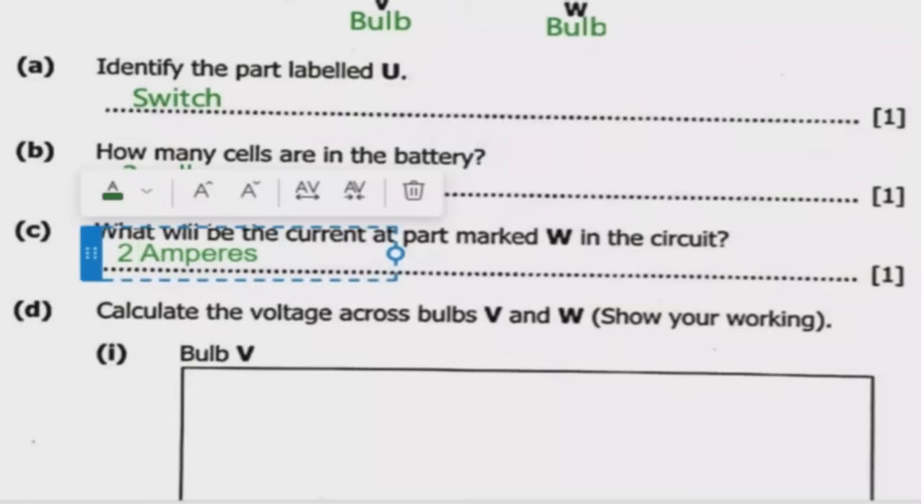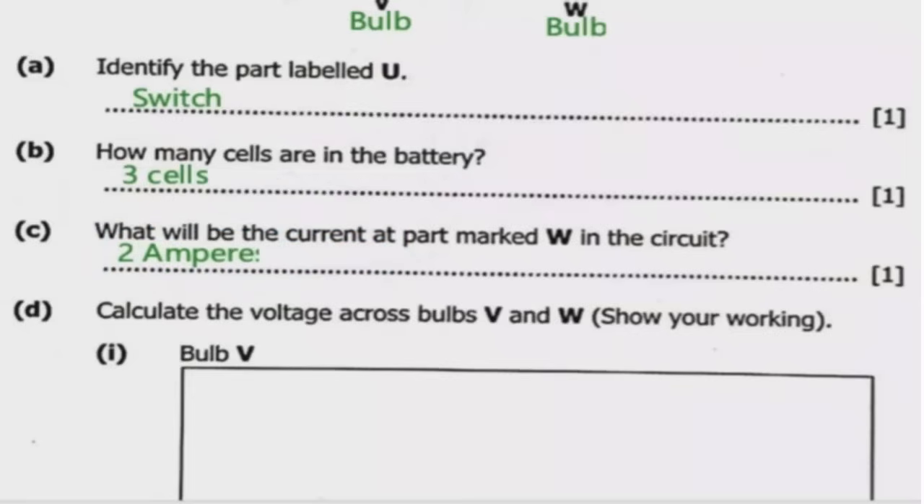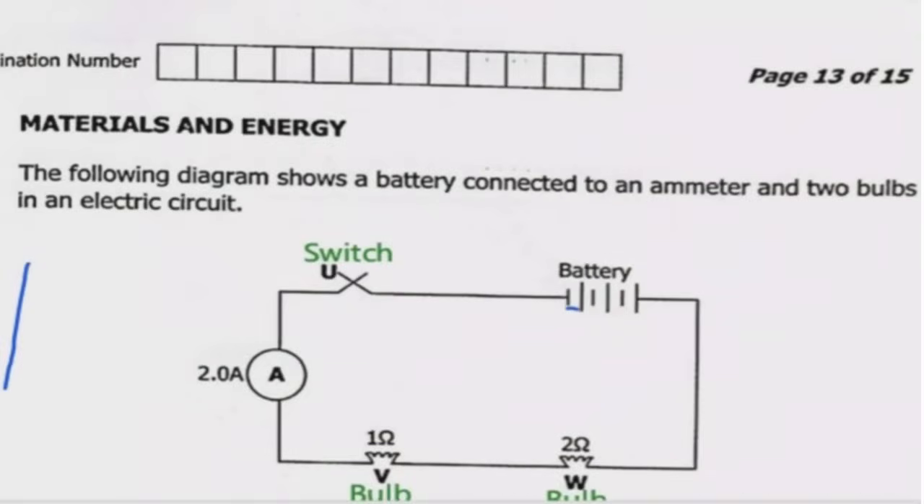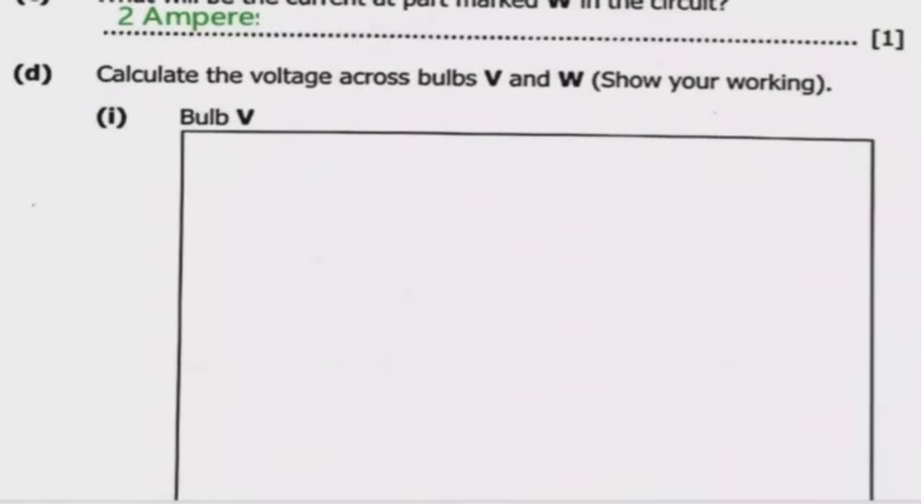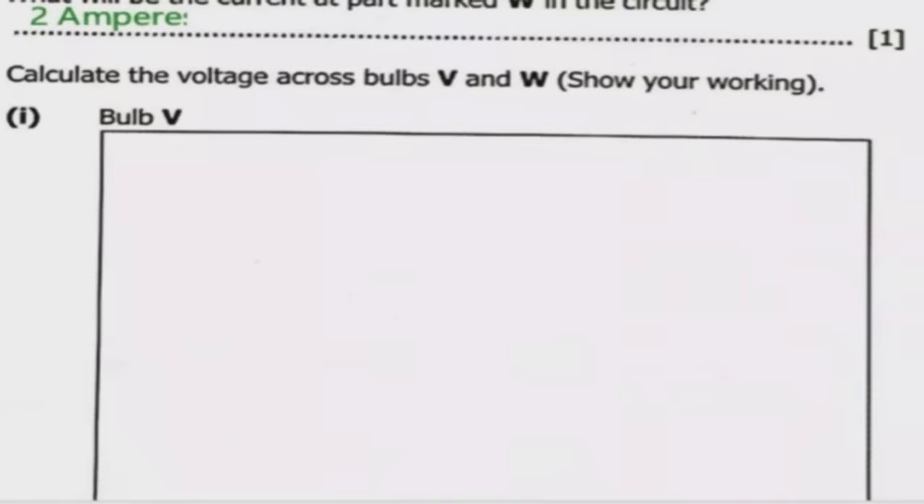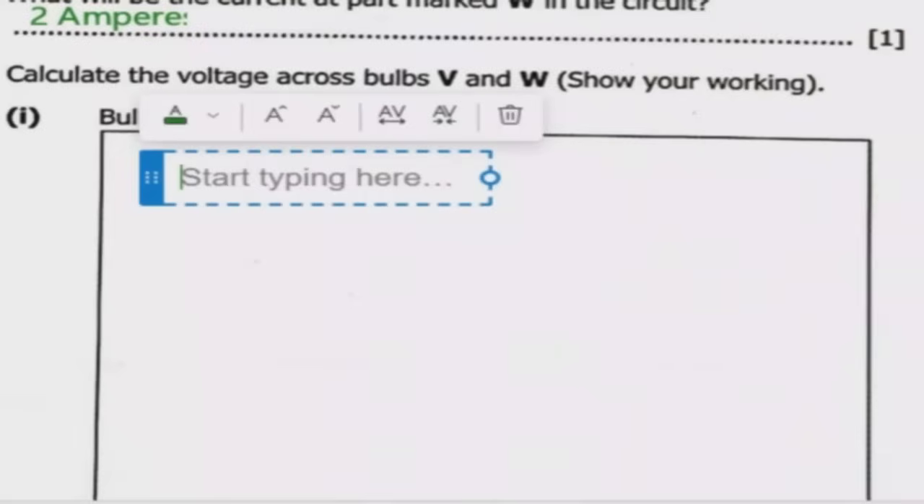Now we come to question 9D. We say calculate the voltage across bulb V and W. Show your working. Let's start with the bulb V. We should know that voltage is equal to current times resistance.